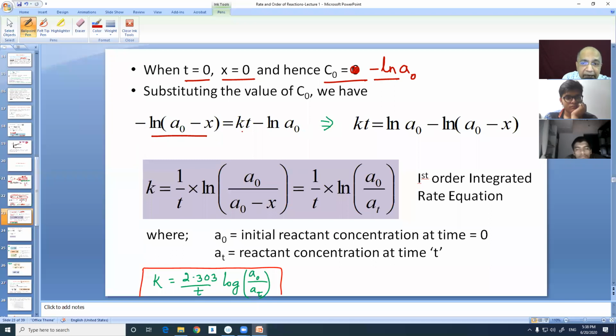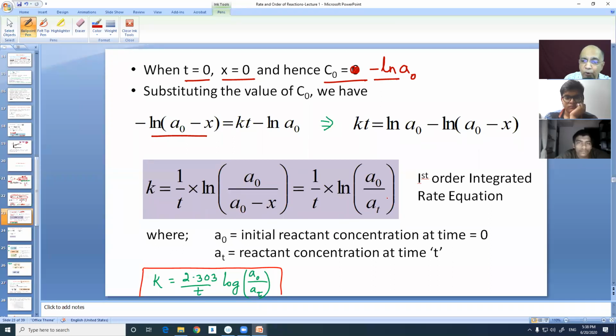Then bringing it to one side, taking kt to the other side, kt is equal to ln A0 minus ln (A0 minus x). And ln A0 minus ln (A0 minus x) is nothing but ln of A0 divided by (A0 minus x). So bringing t to the other side and keeping k on the left side, we have a handy integrated rate equation, the integrated rate law. K, the rate constant for a first order reaction, is equal to 1 by t ln of A0, the initial concentration of the reactant, over (A0 minus x), which is nothing but At.